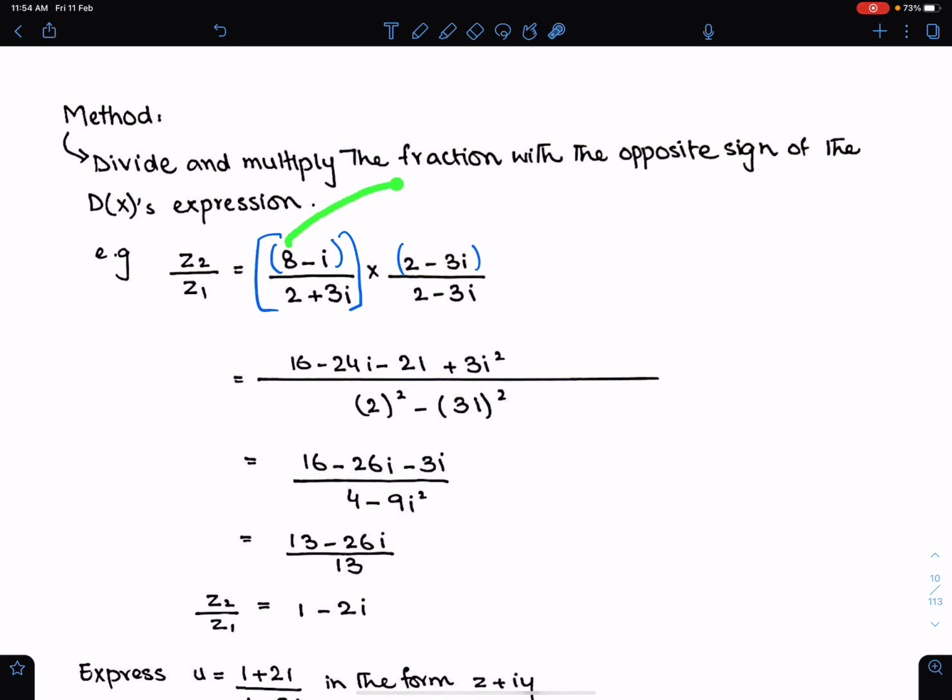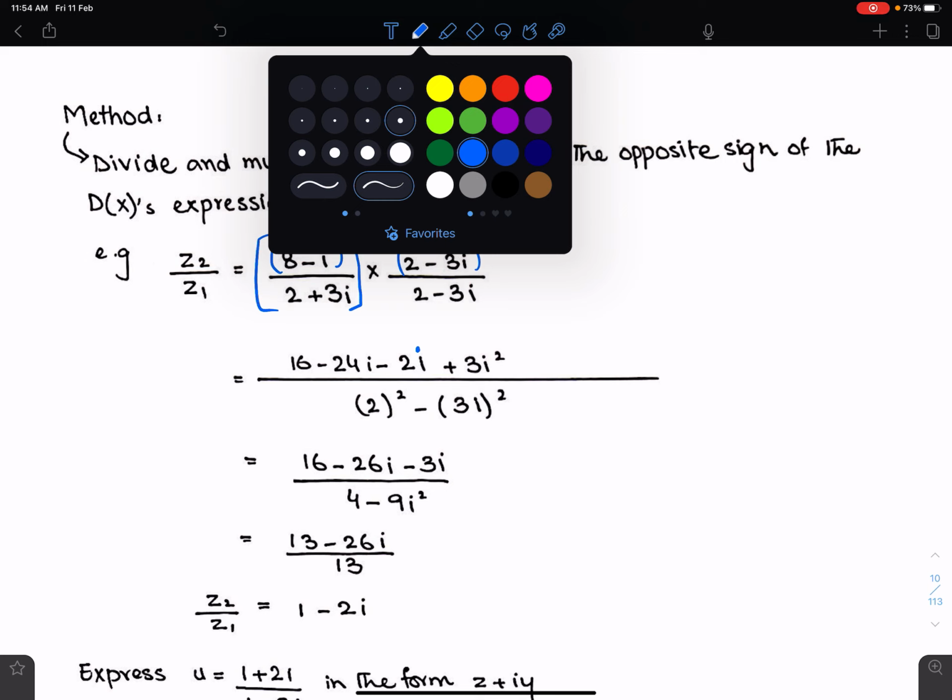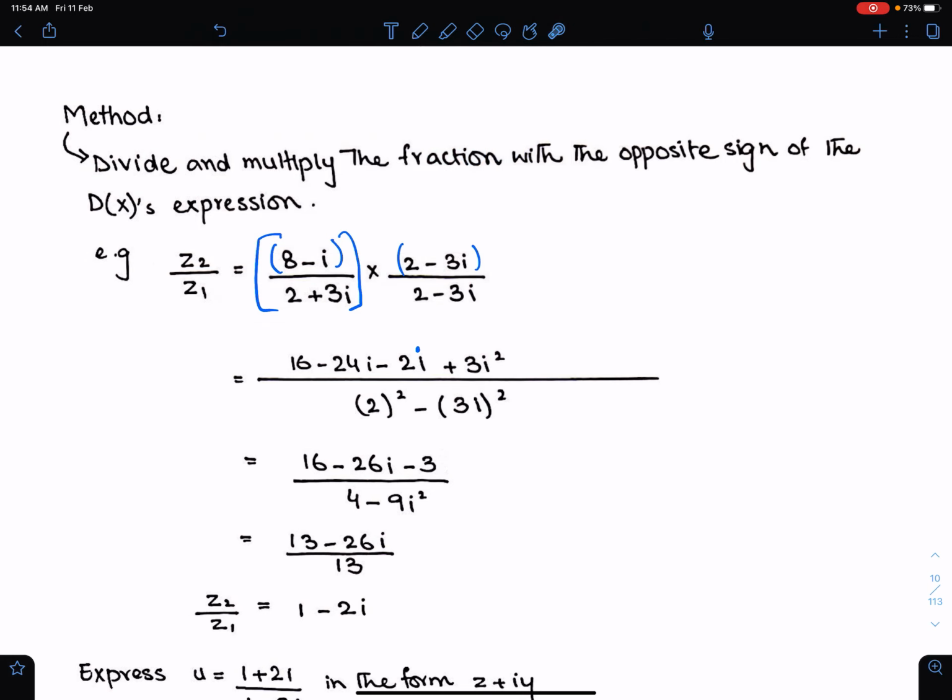You need to multiply 8 with this whole thing first and then i with this whole thing. So 8 times 2 makes 16, this is minus 24i, this will be 2i, and this will be 3i square. i square is minus 1, so this will become minus 3. Let me correct this. This is 3, just 3. Plus 3i square will become minus 3.